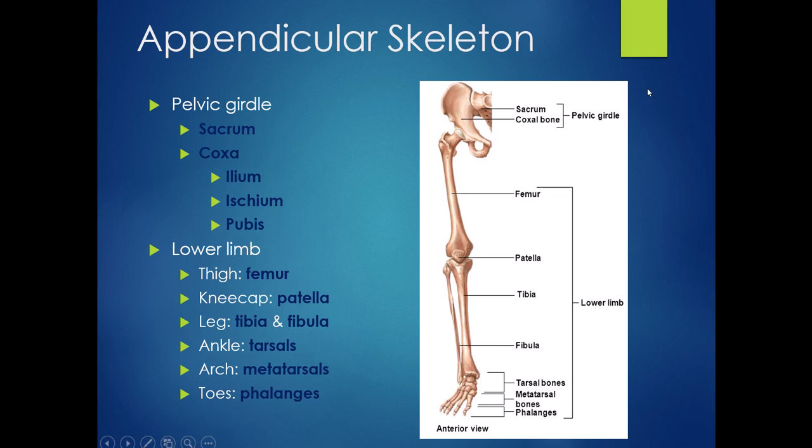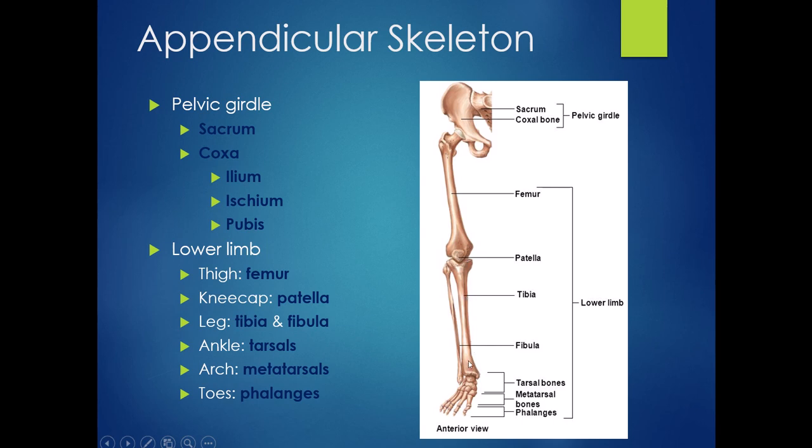If you look at the lower limb, the pelvic girdle consists of the sacral part of the vertebral column and then the coxal bone or the coxa. And the coxal bones are actually 3 bones that have been fused into 1. They are the ilium, the pubis, and the ischium. They connect to the bone of the thigh, which is the femur, the biggest bone in your body. Your kneecap is that sesamoid patella.